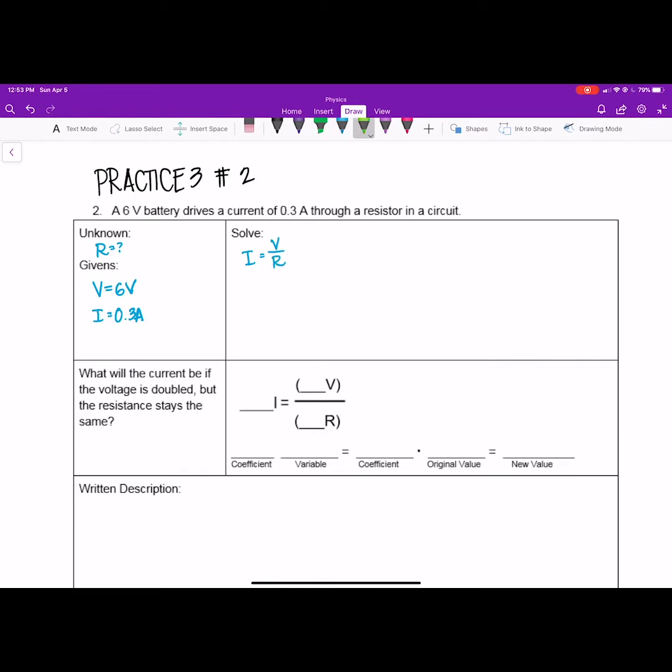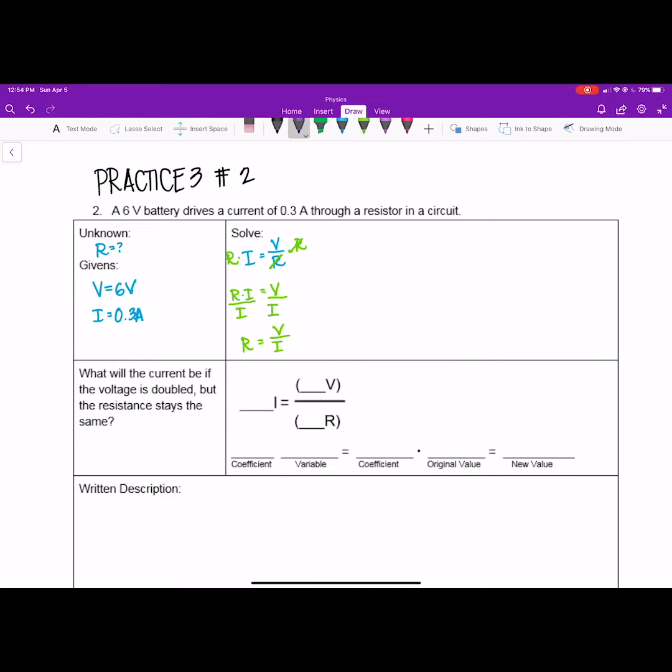Now we're going to do some algebra to isolate resistance, since that is what we're trying to solve for. So we're going to multiply by resistance on both sides, and that cancels that out. So we have resistance times current is equal to voltage. Since resistance isn't completely on its own yet, we're going to divide by current so that it will be on its own. And resistance is equal to voltage over current.